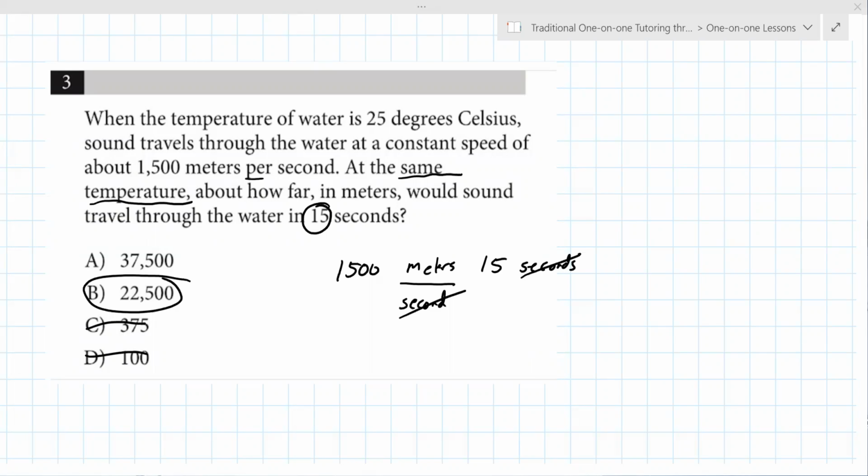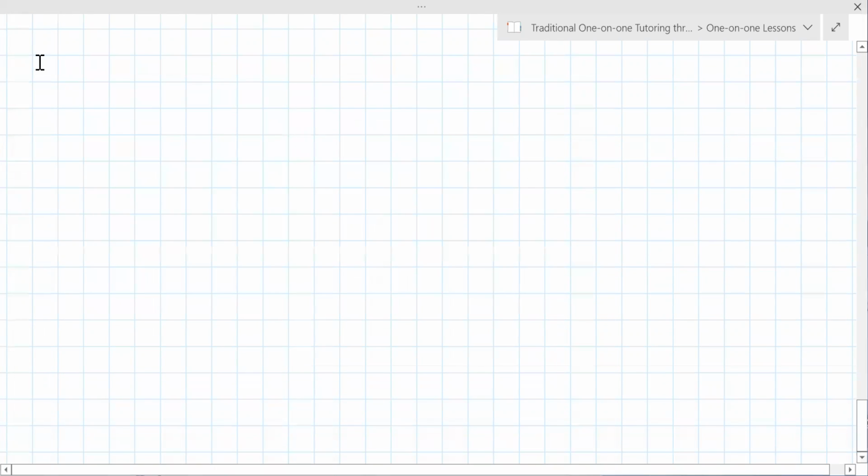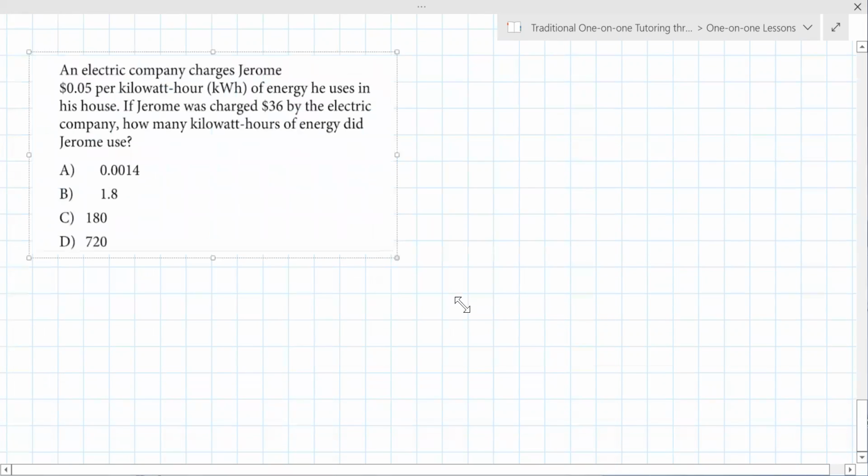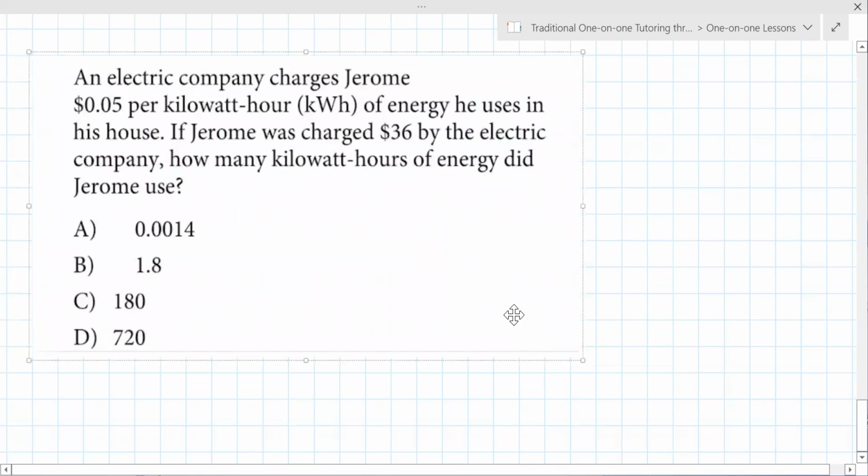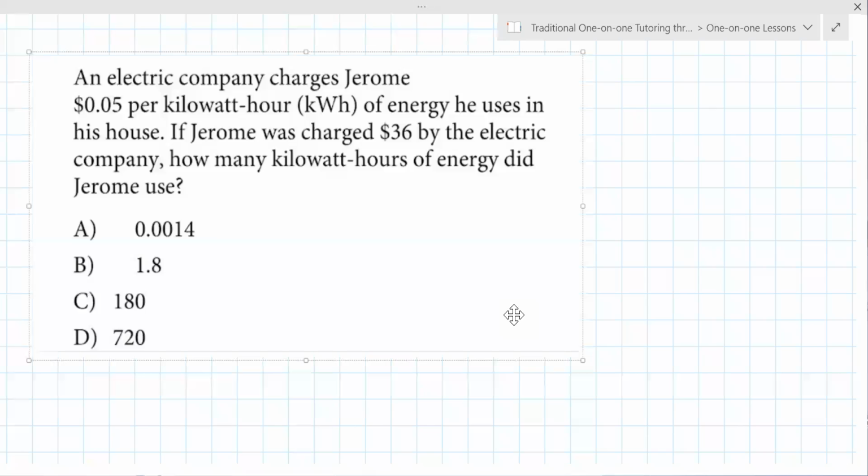Here's another one. This is kind of a units question also. Try this one here. Okay, an electric company charges Jerome $0.05 per kilowatt hour of energy he uses in his house. If Jerome was charged $36 by the electric company, how many kilowatt hours of energy did Jerome use?